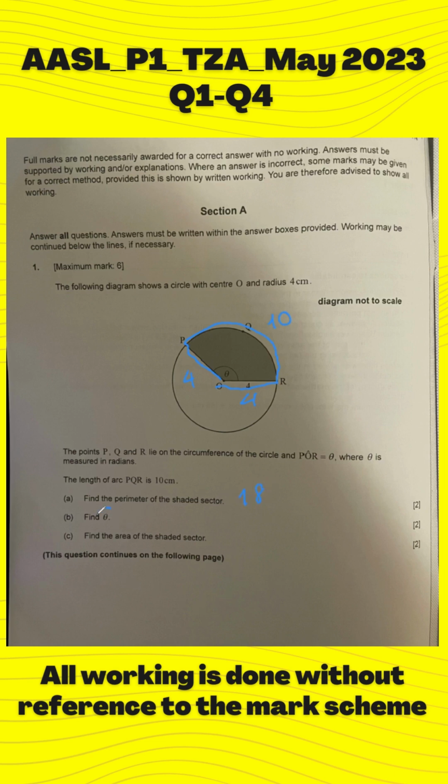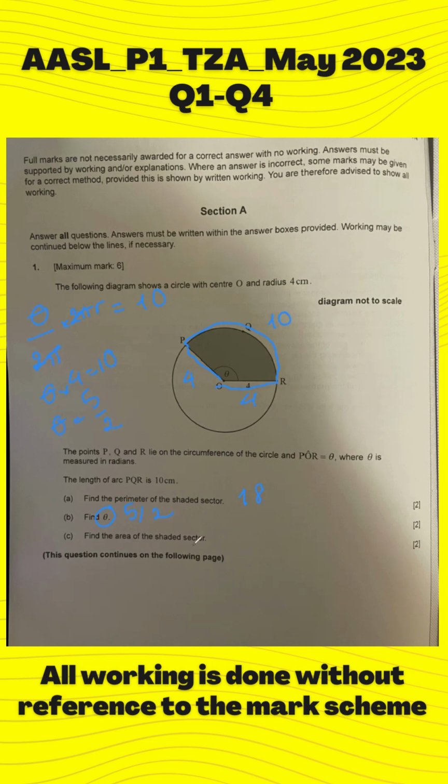5, theta, which is the center angle of this sector. We have the formula theta divided by 2 pi times the circumference will be the arc length. So simplify. So theta times 4 is 10. So theta is 5/2.